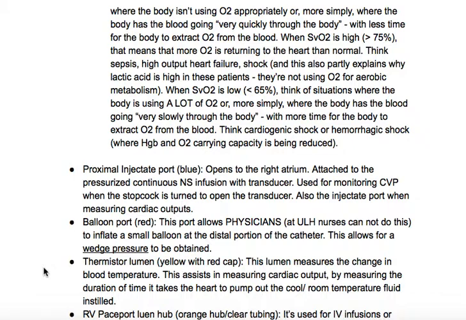It attaches to just a pressurized continuous normal saline infusion with a transducer, and it is used to assess our CVP. It's also our injected port when measuring cardiac outputs. When we go over setup, I will talk about that a little bit more, but basically you do have a patient that has a Swan. Every so often, depending on the physician's order, you will use this port to inject room temperature or slightly cool water to assess how quickly the patient gets rid of that cool water, and that tells us a lot about the patient's cardiac output.